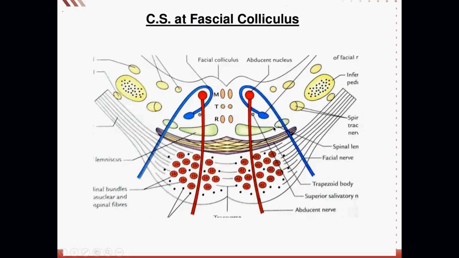So the medial lemniscus is a continuation from the medulla oblongata, and it contains the sensory decussating fibers and fibers from the anterior spinothalamic tract. And lateral to it is the spinal lemniscus. So the spinal lemniscus is also formed by fibers from the anterior spinothalamic tract. So this is the cross section at the level of the facial colliculus.